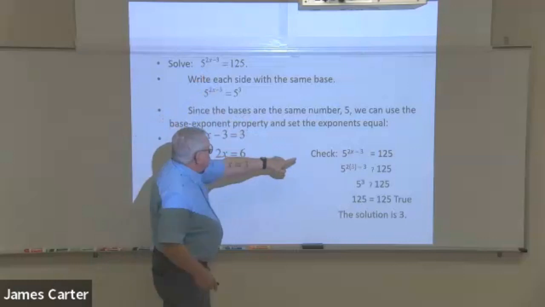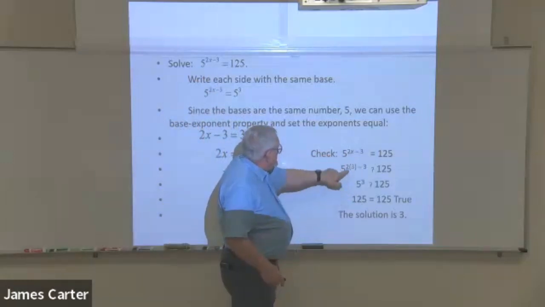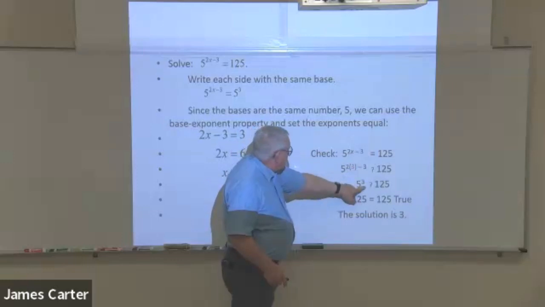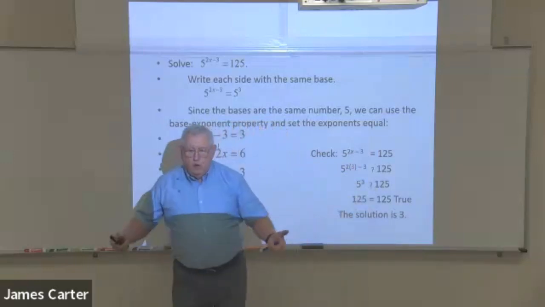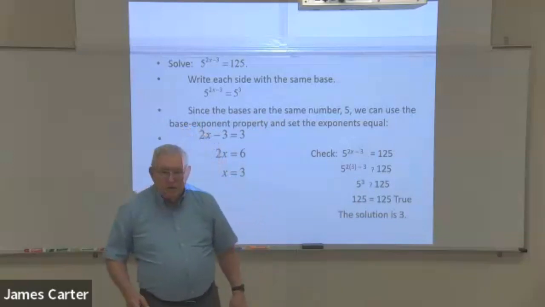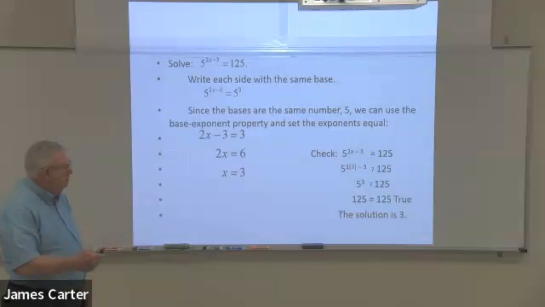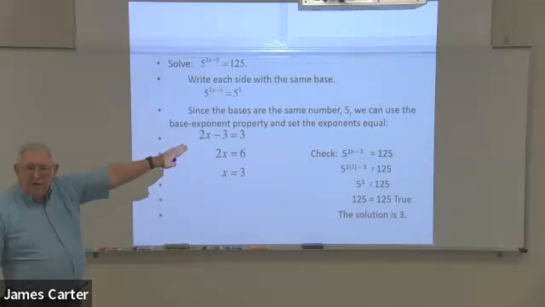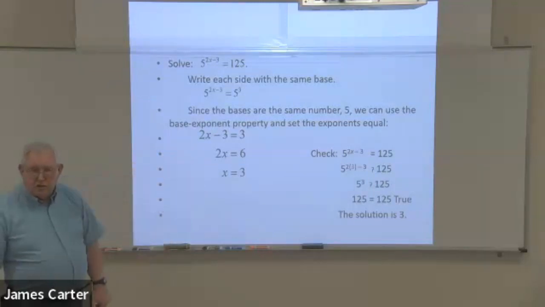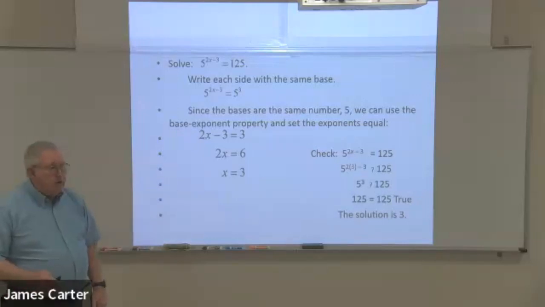Let's see it. Here's the check already. We're going to replace the x with a 3. Okay, 2 times 3 is 6 minus 3 is 3. And 5 to the 3rd is indeed 125. So it checks out. So this is your first line of how to solve exponential equations. And this is a method that we'll use in a number of cases.